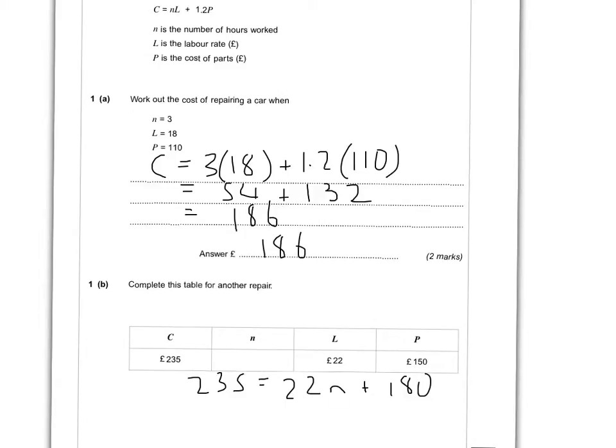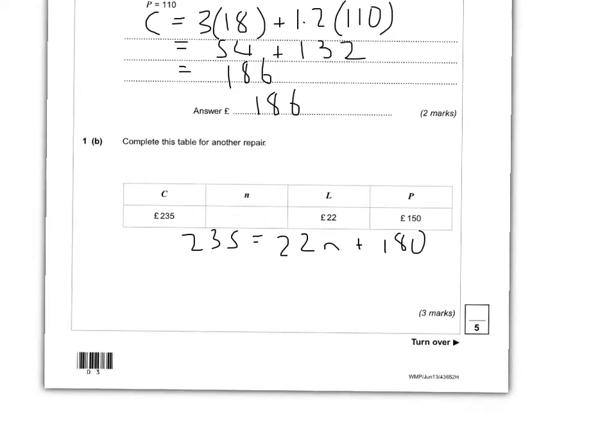in this equation. So that means taking away 180 and then dividing by 22. So when I take away 180, my next line will be 55 equals 22n, giving me that n equals 2.5. So I'll fill that back into the table here. The n must be 2.5.